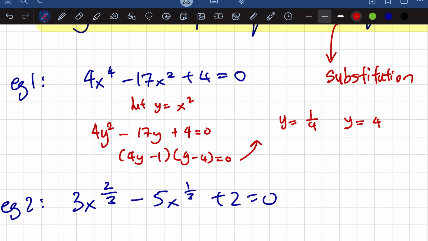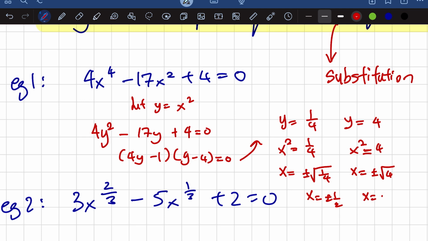Now, we're not actually done in this case. Remember, we're not really solving for y. y is just to help us. We have to solve for x. So we replace y back with x squared. Here, x squared equals 4. From here, we square root, and that will help us solve for x. Be careful: when we square root anything, we must have a plus and minus. Plus and minus square root 4. So our final answer is plus minus a half and plus minus 2.